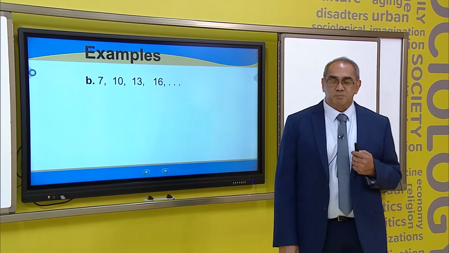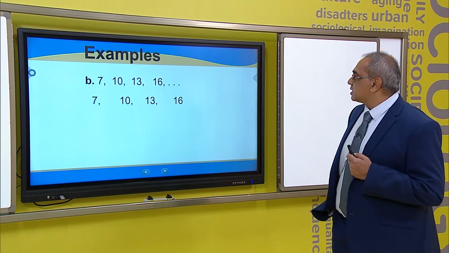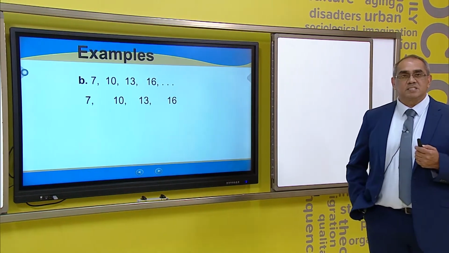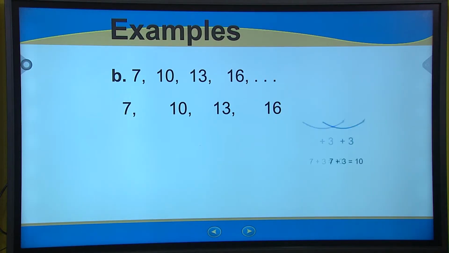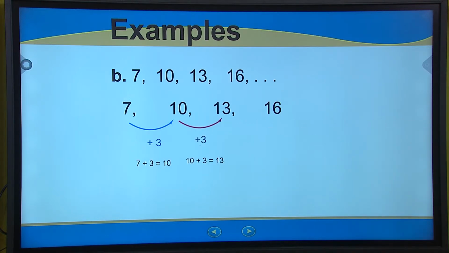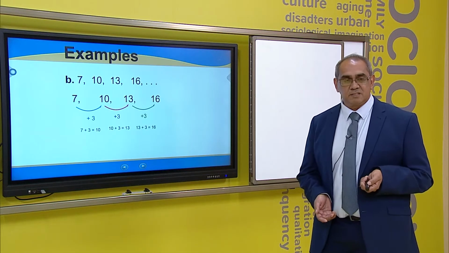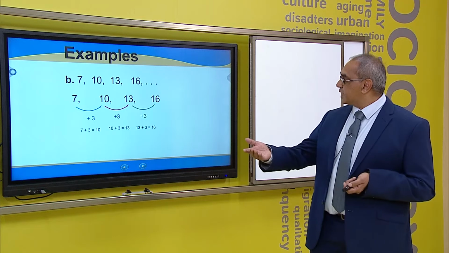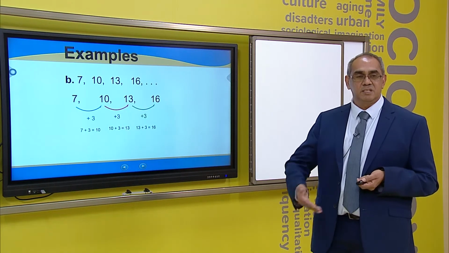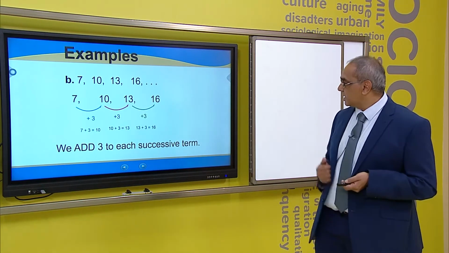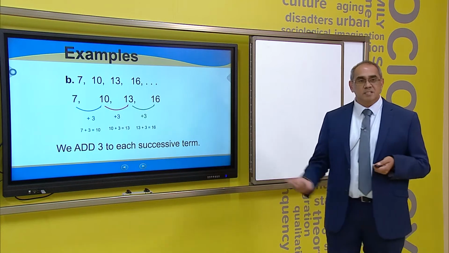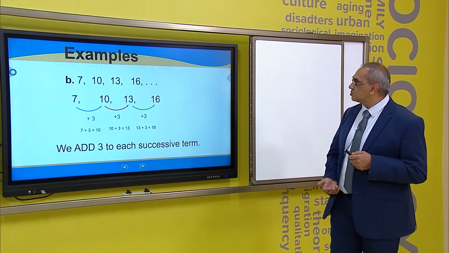There's a second example. If we look at those numbers, 7, 10, 13, and 16, we will see that from 7 to 10, I add 3, and then I add 3 again, and then I add 3 again. So what is the number pattern here? We are adding 3 to each number. Okay? So that is another type of number pattern.